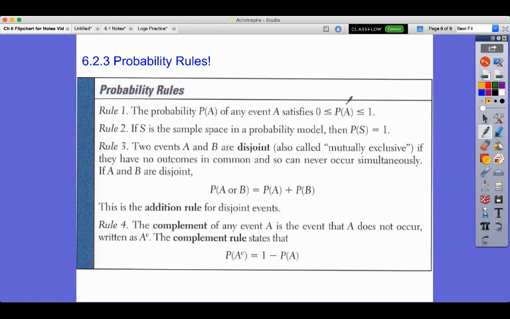So we write them as a decimal, okay? P of A, a decimal between 0 and 1. We don't, in AP Stats, write them as percents very often. We write them as decimals between 0 and 1.